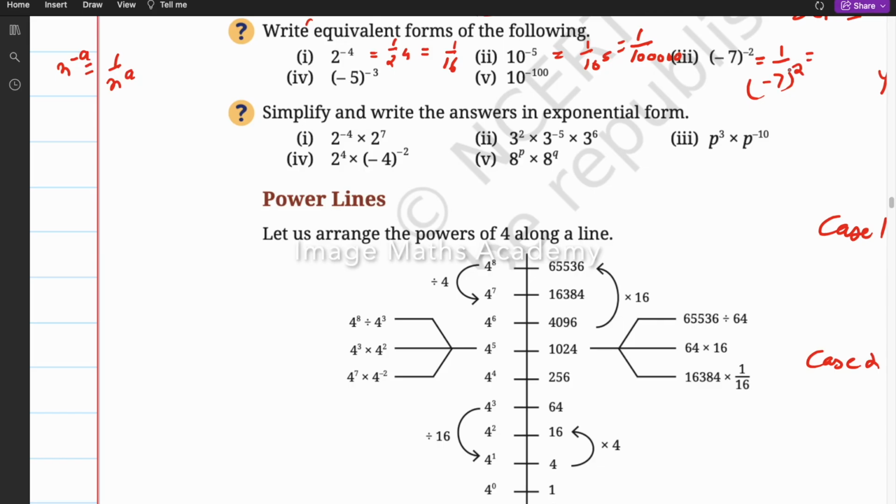1 upon minus 7 to the power 2, which is equal to 1 upon 49, and power even है, so माइनस साइन प्लस हो जाएगा. So answer is 1 upon 49.